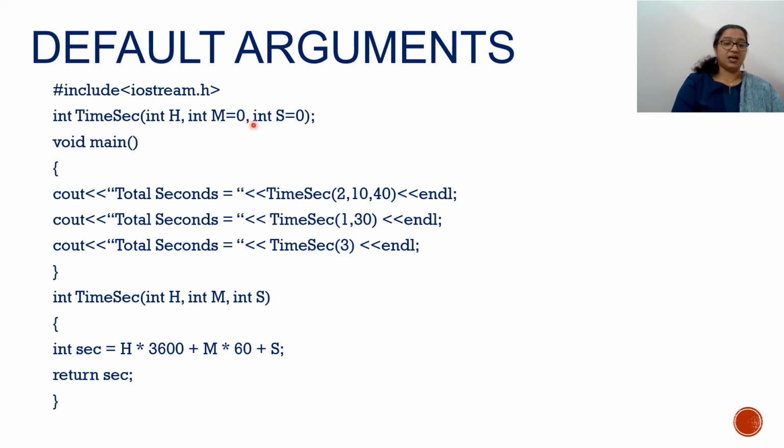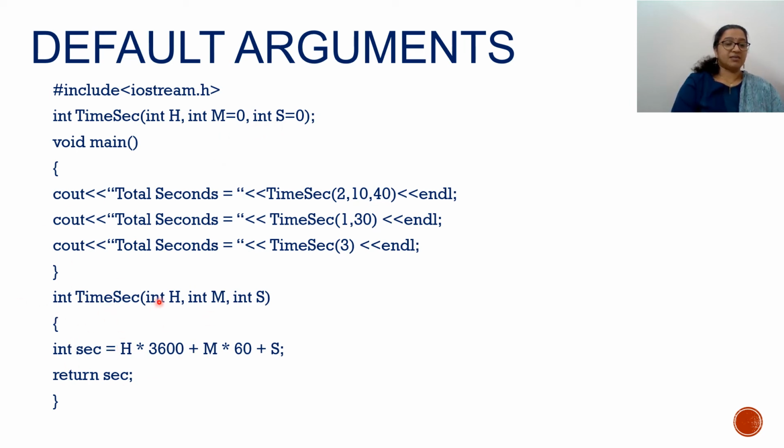See, 3 arguments are there in the first one; all 3 we are passing as new arguments. In timeSecond(1, 30), only 2 arguments we are passing. There is also no problem. Then timeSecond(3) means only the hour we are passing, because minutes and seconds are 0 by default, so no need to pass them. Okay, now see the definition here.